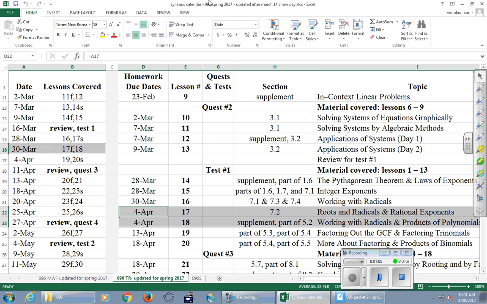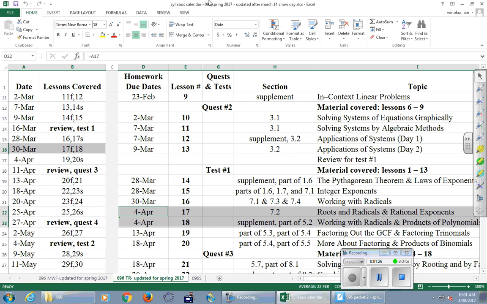All right, coming up, April the 11th is quest number 3. That's more than a week away, but not too early to start studying for it. For many folks, this is the toughest quest of the whole semester, because it's about radicals and exponents. Any questions on the calendar?